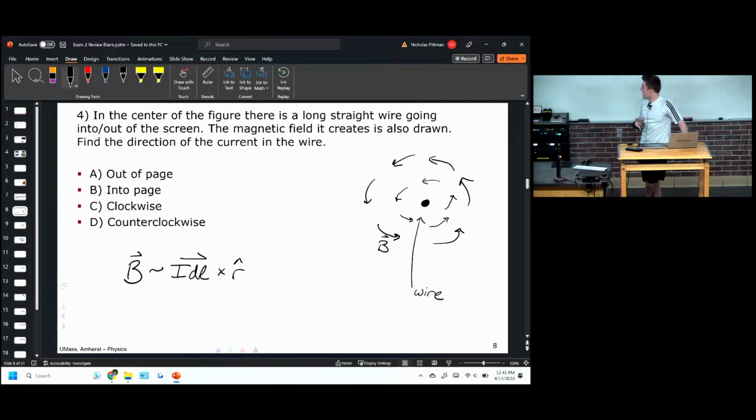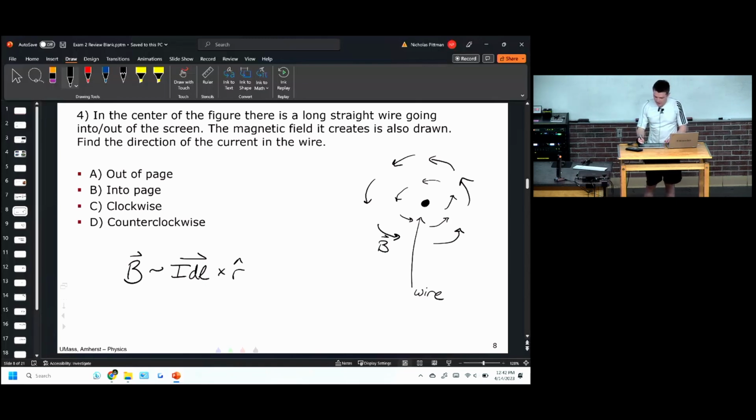Okay, so we're going to guess if I is going out of the page in this wire, and then if we're wrong, it might be into the page. And C and D are kind of stupid. They don't even make sense. It's a wire going out of the page. How can the current be clockwise? So let's just randomly guess it goes out of the page, and let's see what happens.